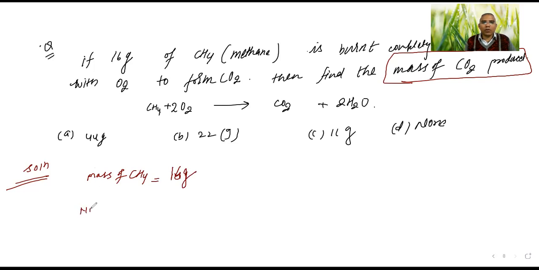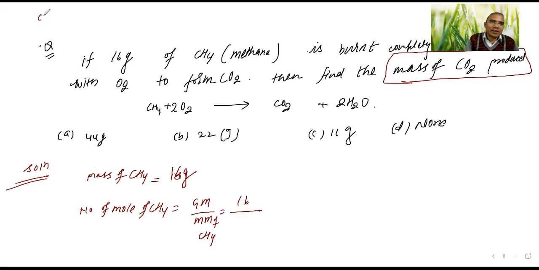So we calculate the number of mole of CH4, which is given mass over molar mass. Given mass is 16 gram. What is the molar mass of CH4? Carbon is 12, hydrogen is 1, so it comes to 16. So this is going to be 1 mole, right?